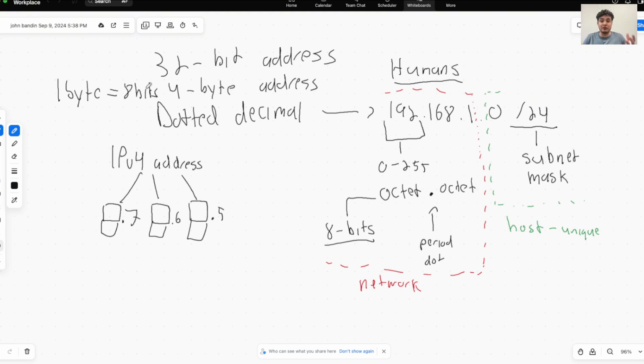So let's review. An IP address is 32 bits or 4 bytes. It's represented to us as humans as dotted decimal. We convert it to binary, though, as computers. The numbers range from 0 to 255. Each 0 to 255 is separated by a dot or a period. We call those octets. And with our IP address, we're always going to have a subnet mask that determines the network portion and the host portion. Now let's get into subnetting.